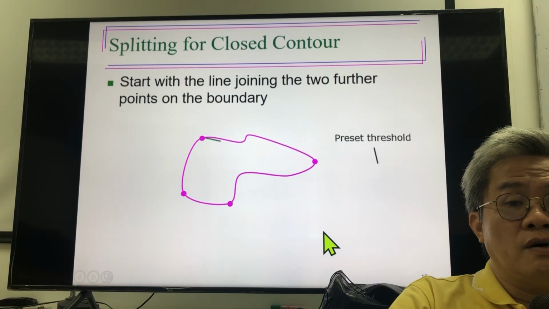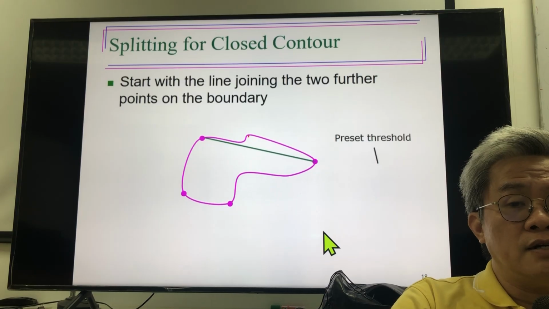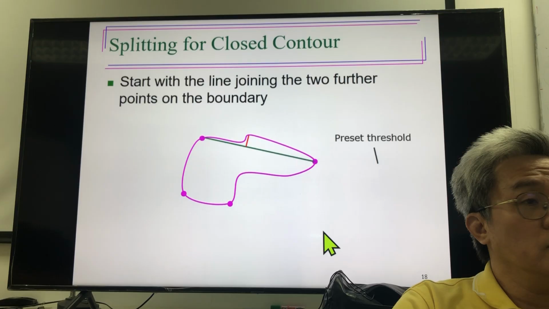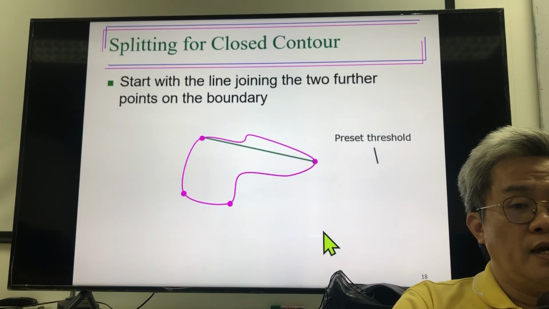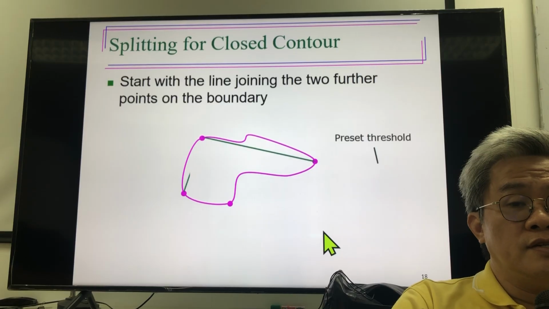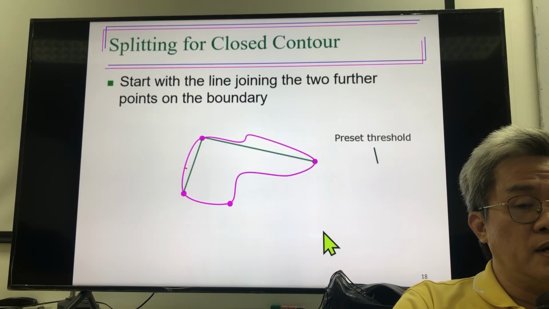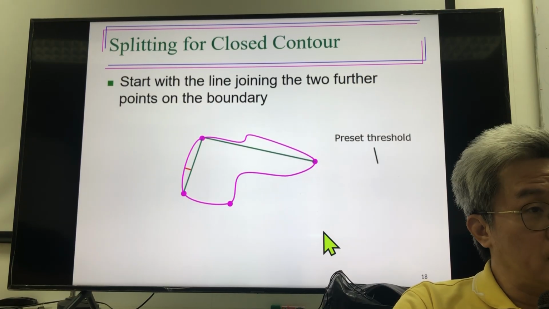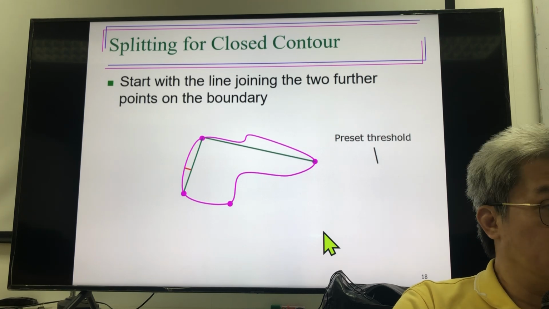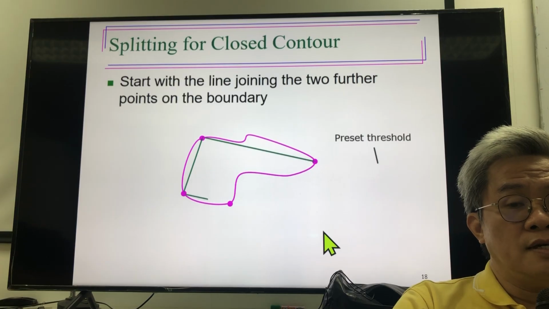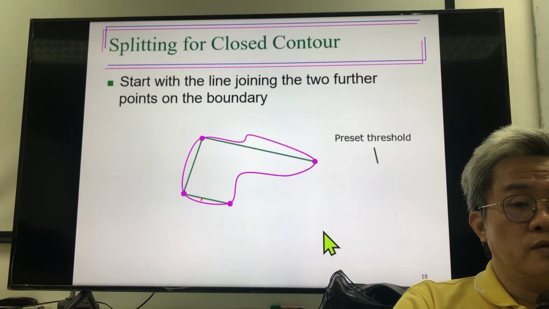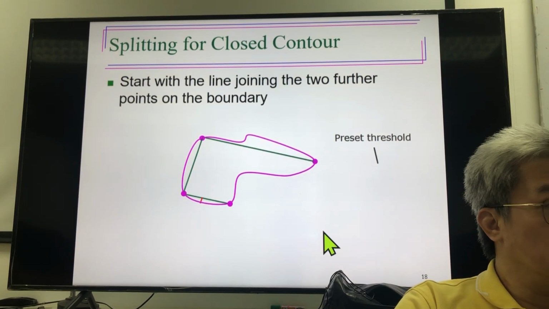So for this segment, what's the error? This much. Is it longer than the threshold? No, no more, so you don't need to split. You draw this straight line. Is this segment's error shorter than the threshold? No need to split. Next is this segment, error smaller than the threshold. No need to split.